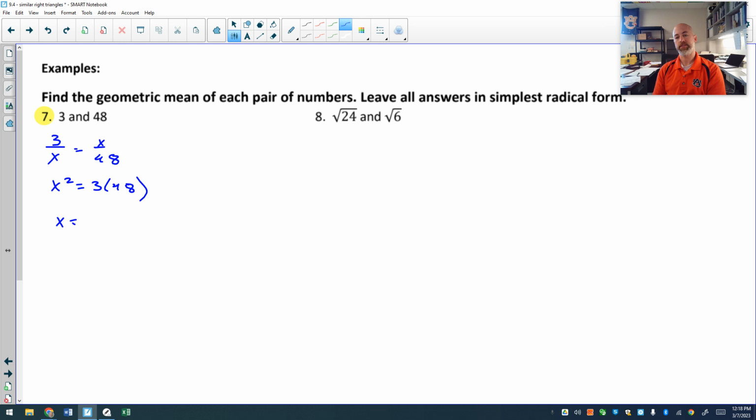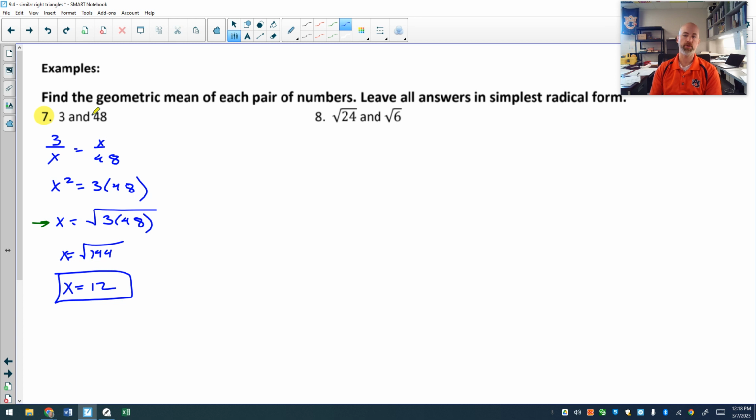And x is the square root of the product of those two numbers. Square root of 3 times 48. And so I'm okay if you want to, you can jump straight to that line right there if you know the geometric mean setup. And 3 times 48 is 144. And so the square root of 144 is 12, which means the geometric mean of these two numbers is 12. Now, again, don't confuse that with arithmetic mean. The arithmetic mean is 3 plus 48 divided by 2. We're not doing that. We're doing geometric means, which is the square root of the product of the numbers.